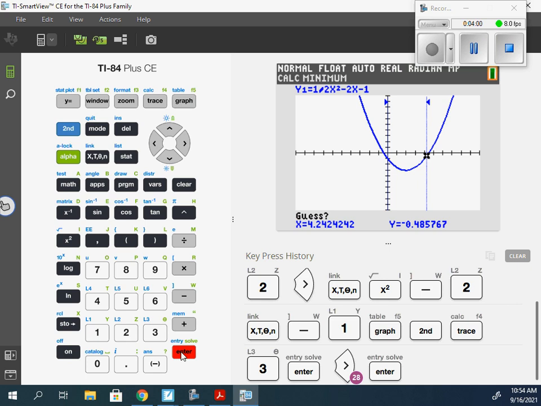Now at this point, you should have 2 arrows facing each other, and the minimum value should be between them. So the minimum value is between those 2? Well, yes, the lowest point. Now at this point here, it's wanting you to guess. If you wanted to give a guess at what you thought it could be, you could put it in. But we just go on and hit enter.